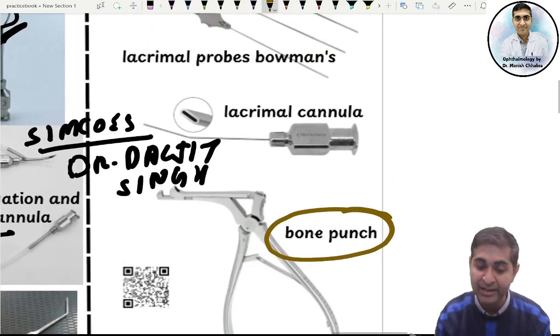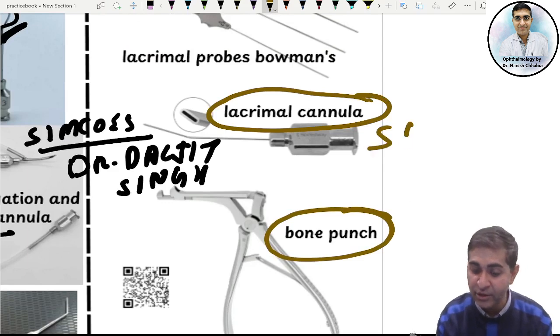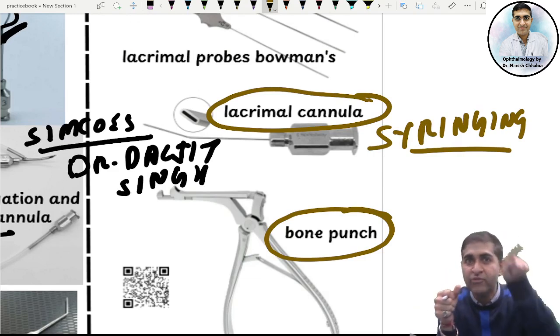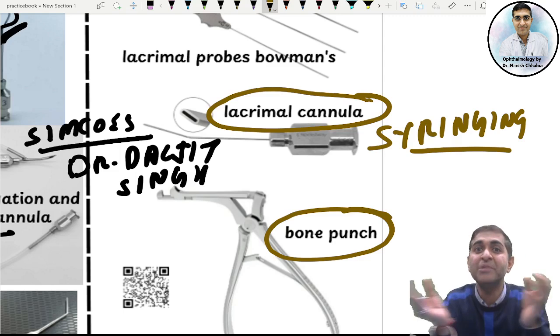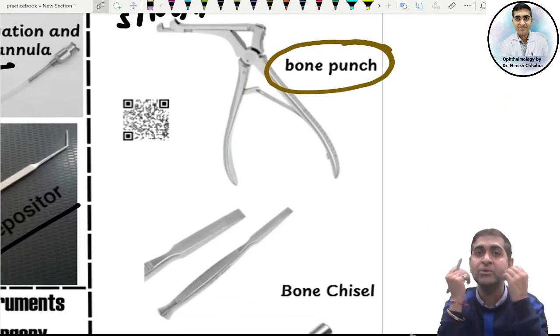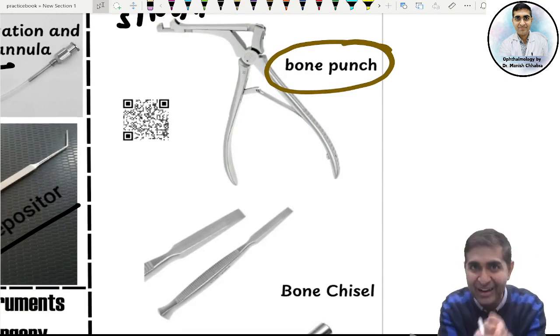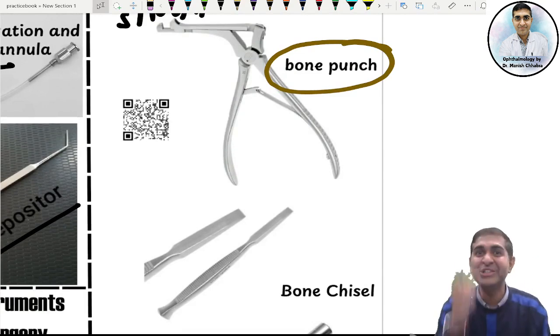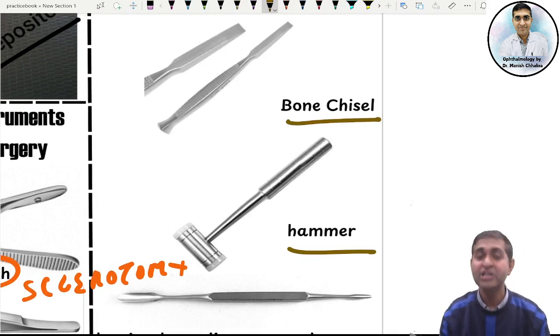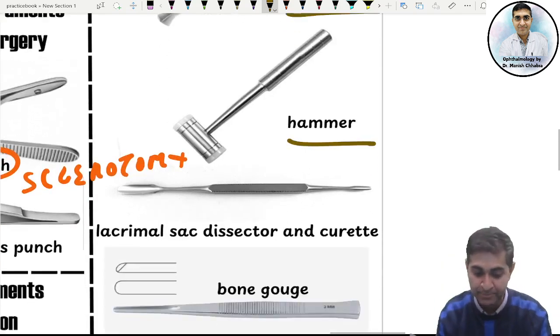Bone punch is important. Lacrimal cannula, I told you, is used for syringing. You put the cannula inside the punctum and push the fluid. Sometimes the force of the fluid can tear open the imperforate valve of Hasner. Bone punch: if you want to perform DCR, dacryocystorhinostomy, you need to remove the bone, right? So for that you need a bone punch. There is a bone chisel, there is a bone hammer. It is used for DCR surgeries.